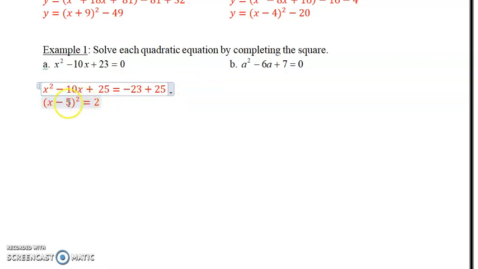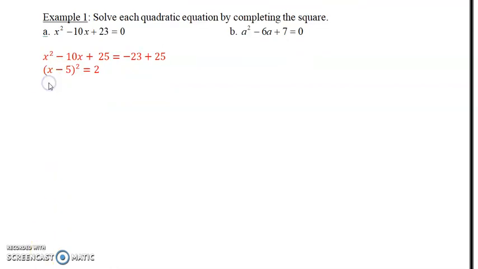What's neat about here is now we can just take the square root of both sides. Because if we take the square root of both sides, then we'll be left with x minus 5. So what I'm going to do next is take the square root of both sides, and in doing so, that's what we end up with. We have x minus 5, because the square root of anything squared is itself. And then we'll leave this as square root 2 for a minute here. I'm going to show you why I do that in a second.